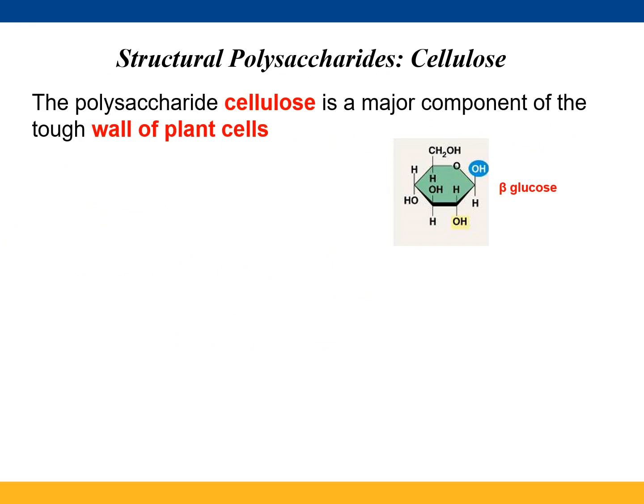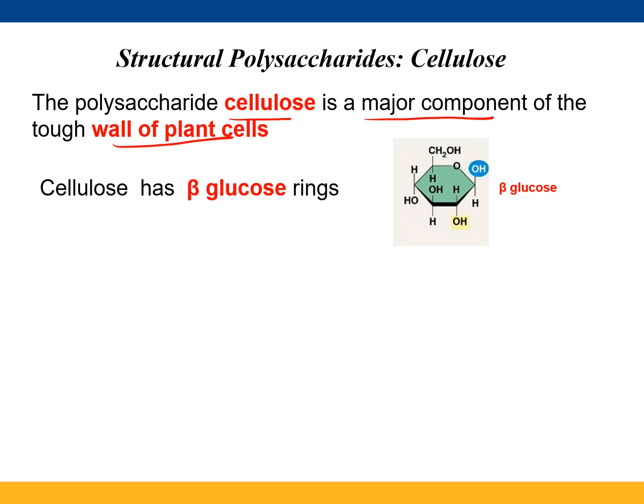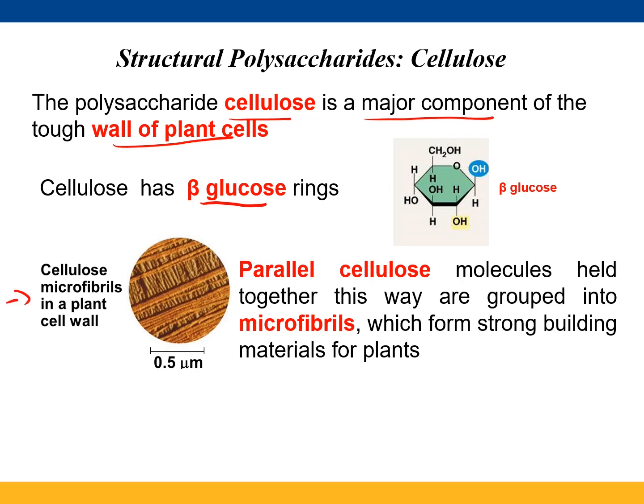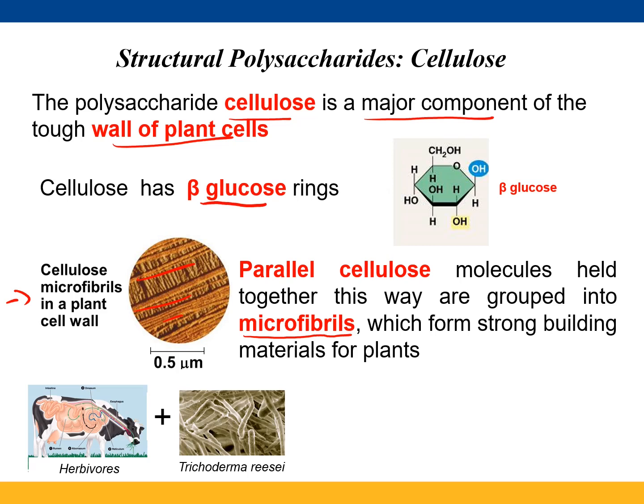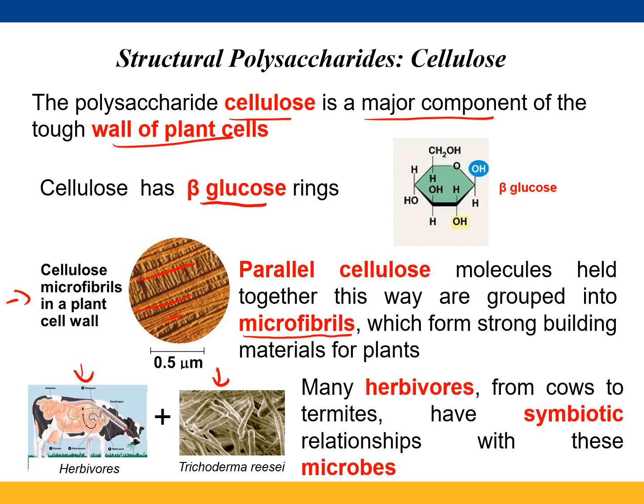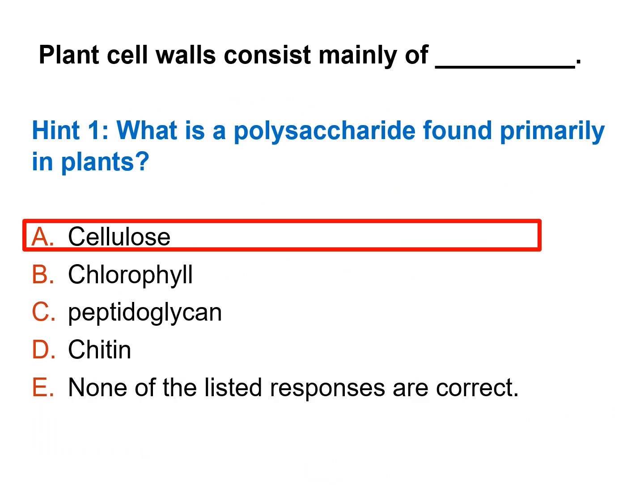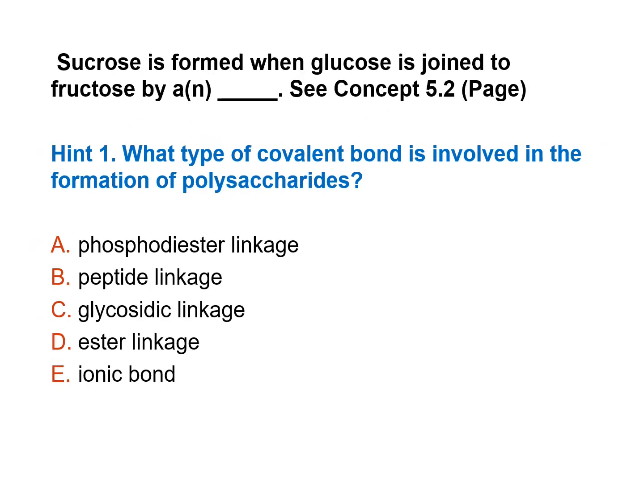You will find that I talk there that cellulose is a major component of the wall of plant cells, and also that cellulose has beta-glucose rings. Cellulose has this very interesting structure that forms microfibers, that these structures are parallel, and that in herbivores they need to interact with microbes to be able to digest, to break these bonds between cellulose. All the information is there. So the answer is definitely A.